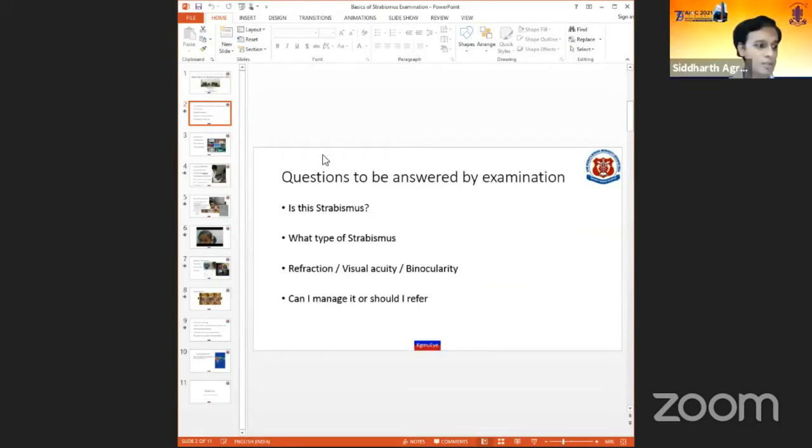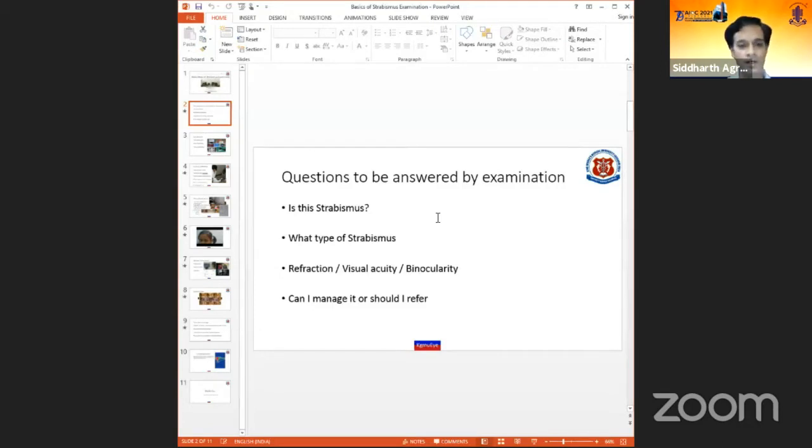The questions to be answered at the end of examination are whether the patient that we are dealing with actually has strabismus. If it is strabismus, then what kind of strabismus we are dealing with. We must have an idea of the refraction, visual acuity, and the binocularity of the patient at the end of the examinations. And we should also have an idea about whether we would be able to manage the patient ourselves or we need to refer the patient to a higher center for appropriate management.